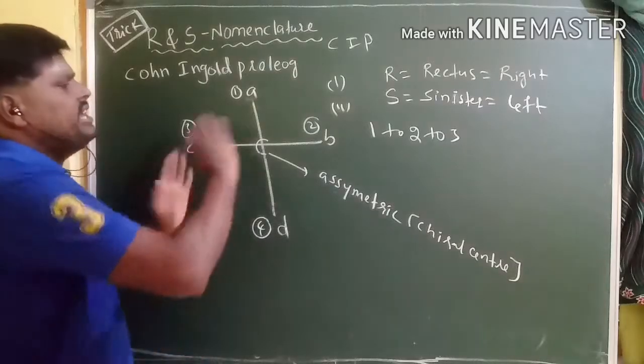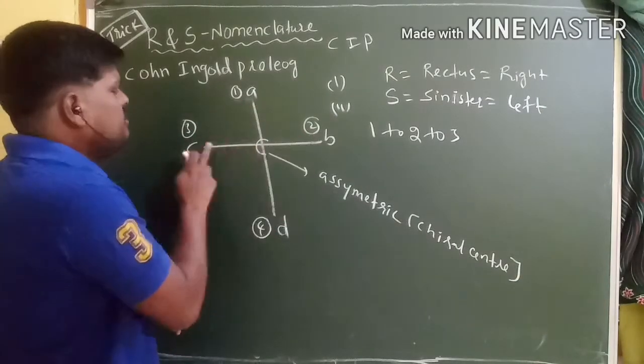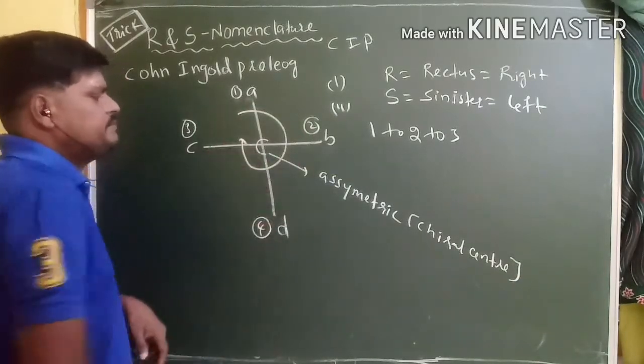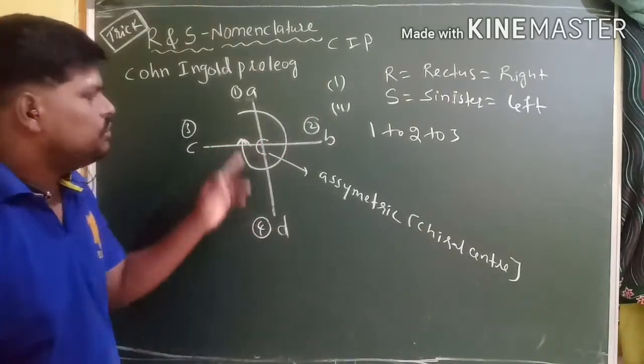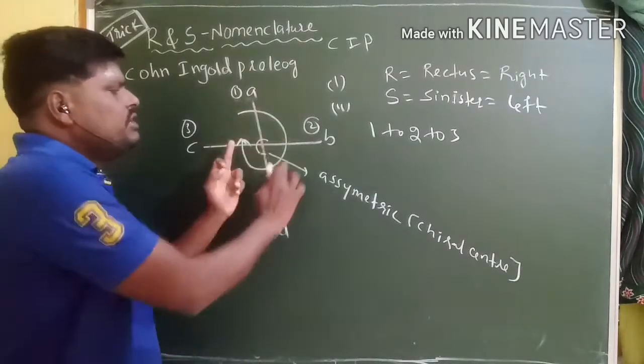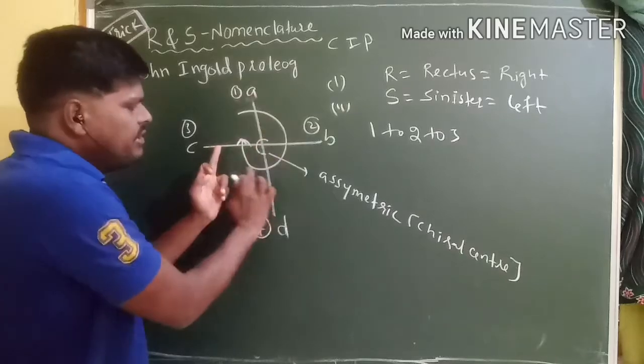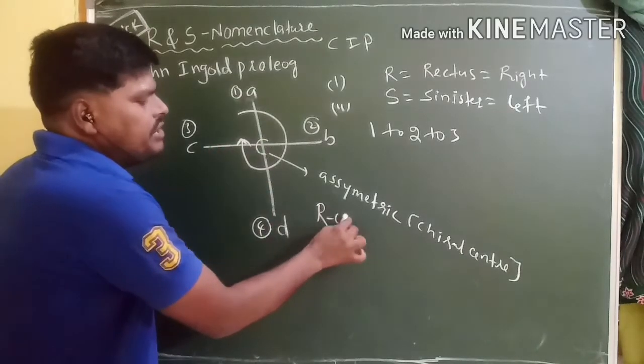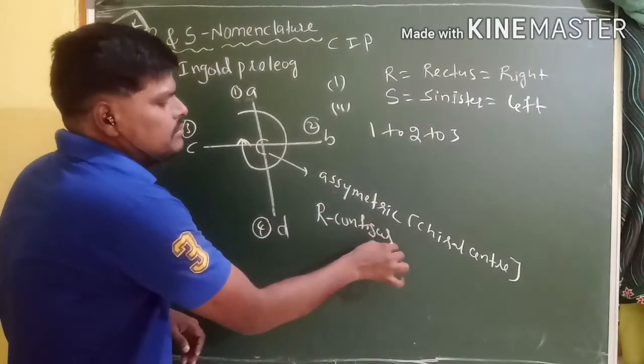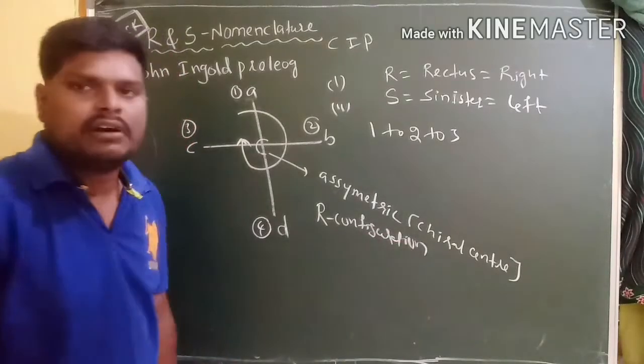So here, what is the direction? 1 to 2 and 2 to 3. So this is the rotation here. Is it a clockwise rotation or an anti-clockwise direction? It is the clockwise direction. That's why this is R configuration.